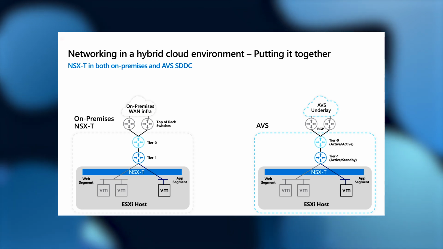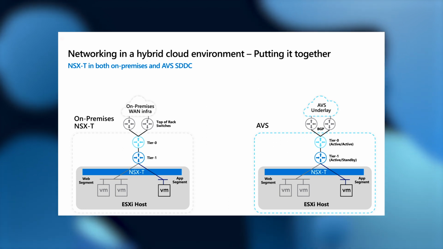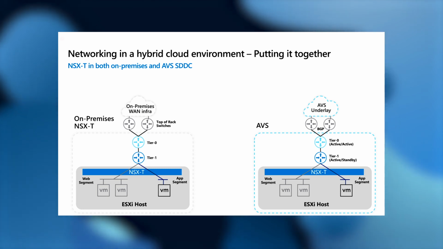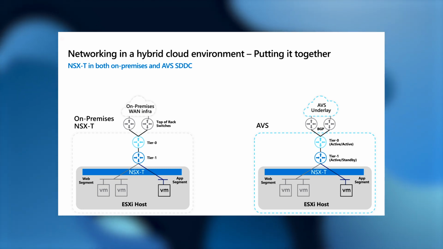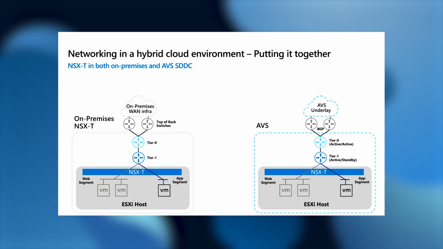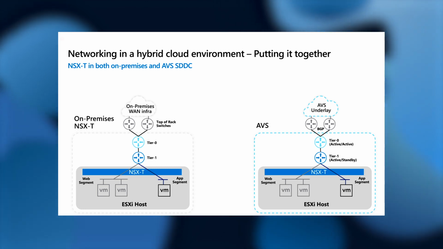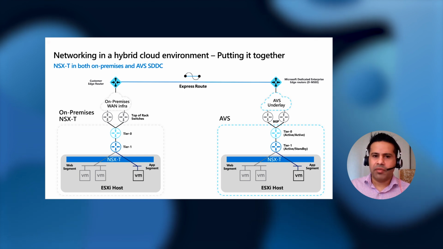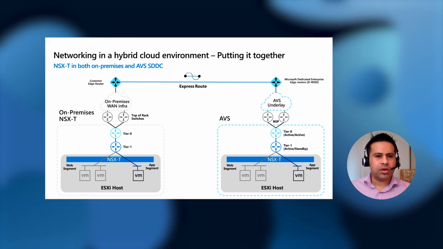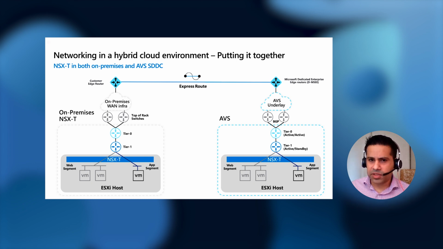Moving on to the next slide, which is networking in a hybrid cloud environment. In the first section, we talked about how to connect to AVS. In the second section, we talked about the networking within AVS. So this slide puts it all together and shows you end-to-end connectivity. On the left, I have an on-premise deployment using NSX-T, with your on-premise WAN infra and your tier 0, tier 1. In AVS, again, you have tier 0, tier 1, connected to the AVS underlay. These two environments are configured and connected through ExpressRoute.